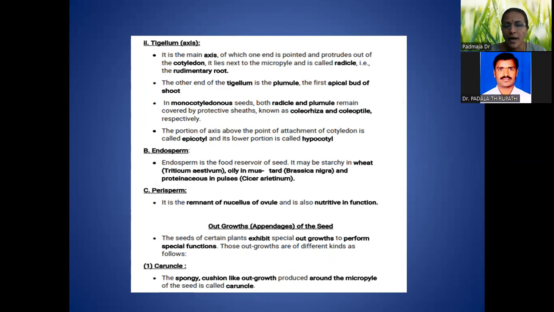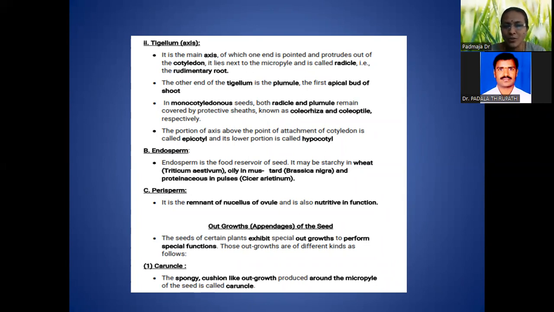And endosperm is formed by the fusion of the secondary polar nucleus and one of the male gametes. So in angiosperms, commonly the endosperm is in a triploid condition, and this endosperm provides reserved food for the seed. It may be starchy in wheat, or oily in Brassica, or proteinaceous in the pulses.